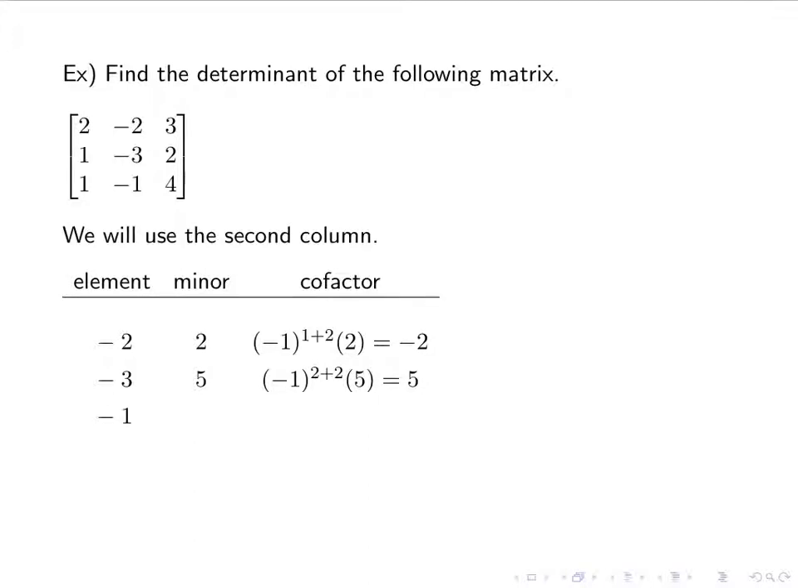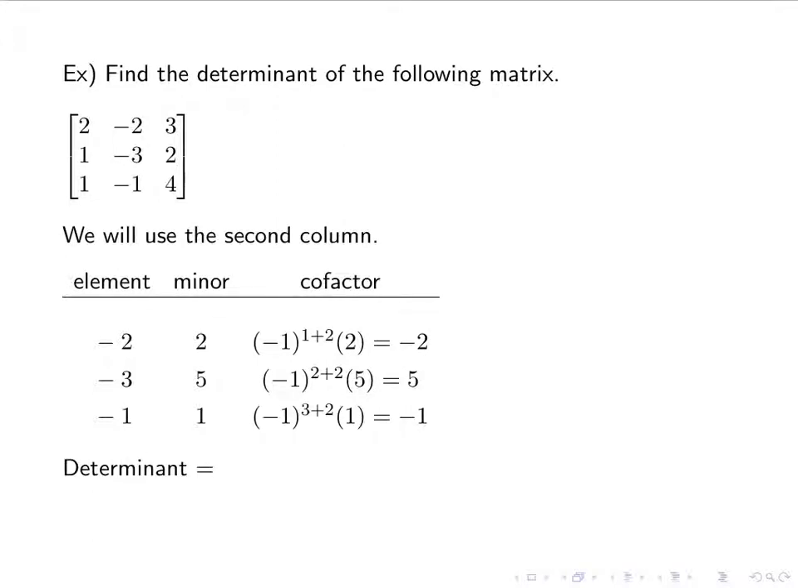And then lastly, the third element is negative 1. So again, I get rid of that row, I get rid of that column. I have the matrix 2, 3, 1, 2, which gives me a minor of 1, the 4 minus 3. Negative 1 is in the second column, third row, so the i plus j is going to be 3 plus 2. Negative 1 to the fifth times 1 is negative 1.